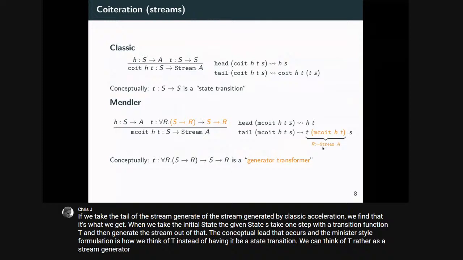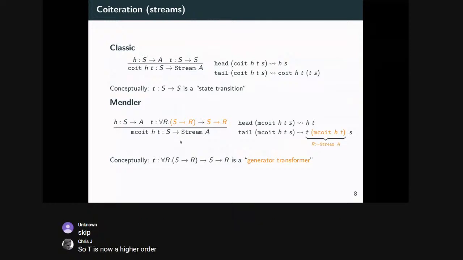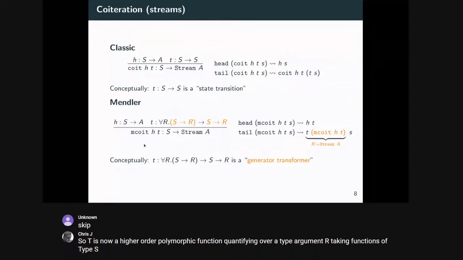Looking at the operational semantics, we see that indeed the tail of the stream so generated is given by taking T, instantiating the type argument R to stream A. We must now provide a function of type S to stream A, but this is of course exactly what the Mendler style combinator for co-iteration gives us. And finally, the given state S.